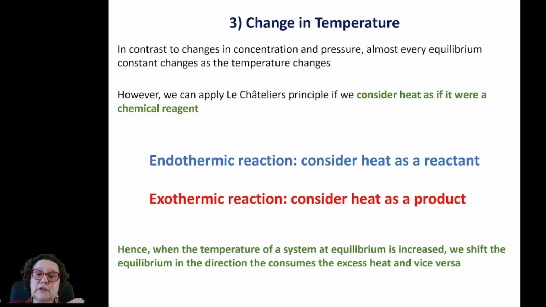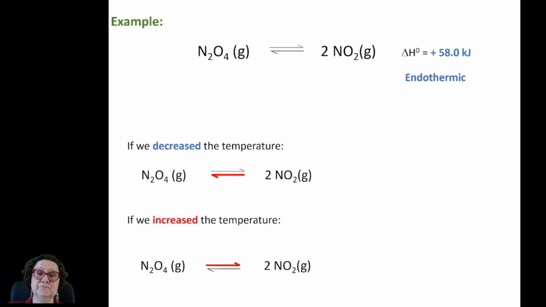So in endothermic reactions, heat is a reactant. In exothermic reactions, heat is a product. And when you increase or decrease the temperature, it will move the position of the equilibrium as if it was another chemical. So here you've got the reaction of N2O4, and I've got here the plus 58 kilojoules. That positive number tells me that it's an endothermic reaction. So that means heat is a reagent.